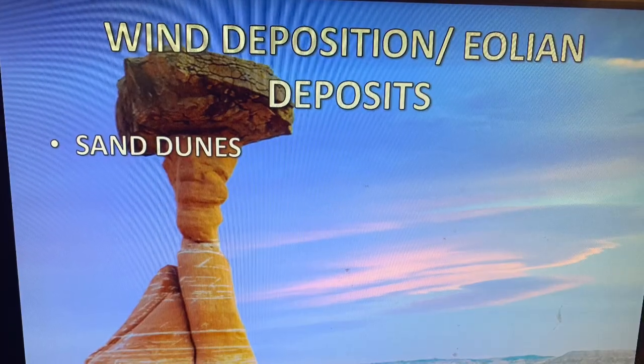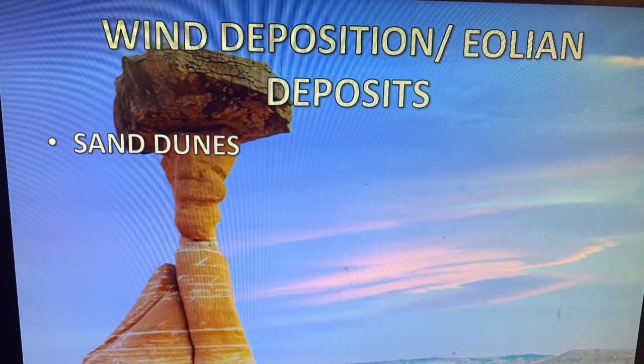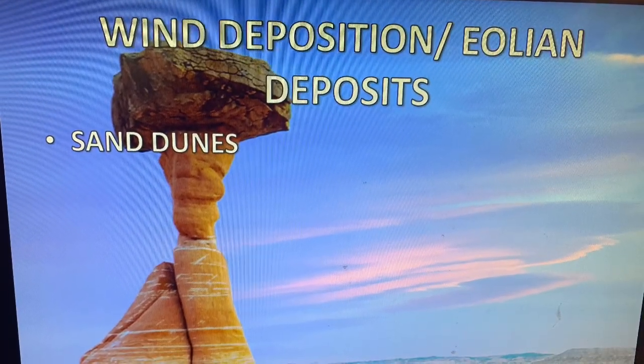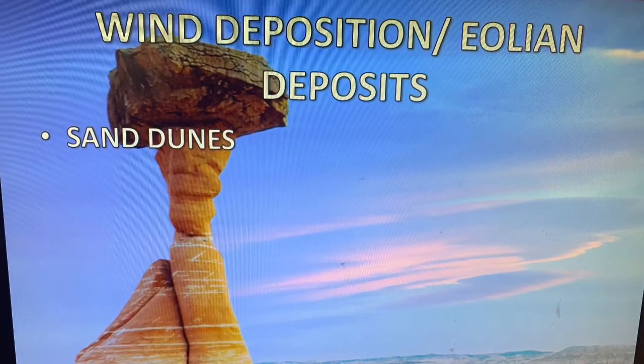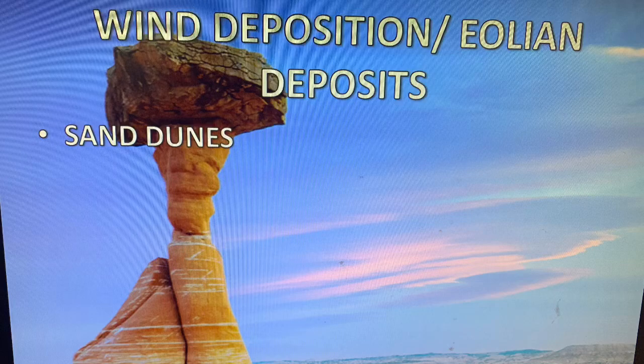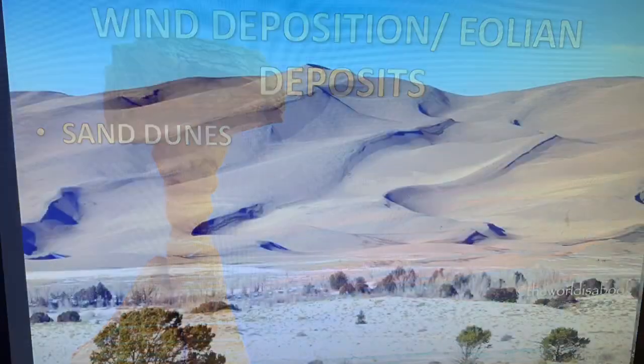Also very common in terms of wind depositions are what we call sand dunes, probably the one that you have most likely seen. A sand dune is basically a gigantic hill of sand, silt, or clay that has been deposited by the wind. It's been blown or suspended to that point, dropped off, and created a large mound or hill of sand.